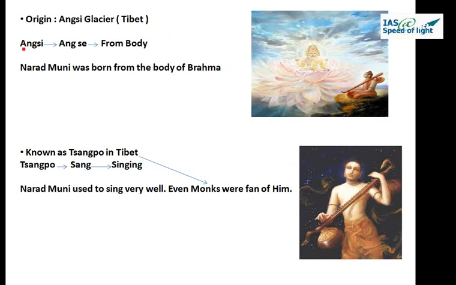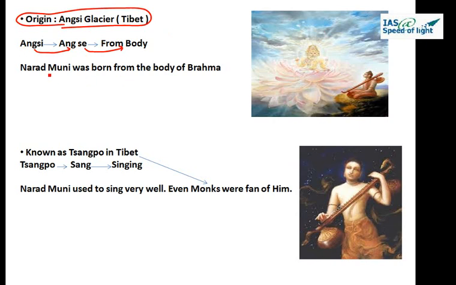So the origin is Angshi Glacier, which is in Tibet. Origin of Brahmaputra river. From Angsi we get Angse. Ang is a Hindi word for body, your body, Ang. So Angse means from body. Angsi becomes Angse. Ang is your body, so you're from your body.